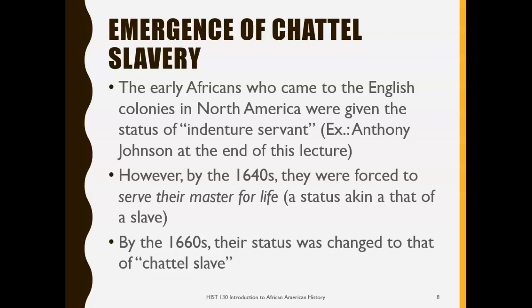these first Africans were forced to serve their master for life. So if someone is forced to serve for life, the status of that person is similar to that of a slave. So by the 1640s, most of the Africans were actually treated as slaves. And finally, by the 1660s, their status was changed to that of chattel slaves. So this is a legal status that was written in the book.